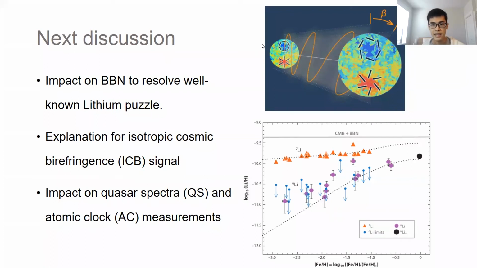So essentially, because the axion field exists, it may also interact with the photon field and it will change the polarizations of the photon in some non-trivial way. And it also has some impact on the quasar spectrums and some atomic clock measurements that will be discussed in the next talk by my collaborator Lingfeng.